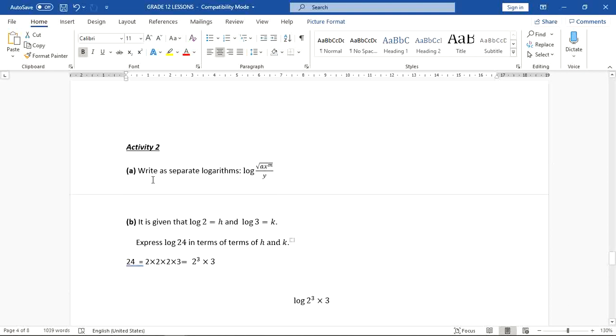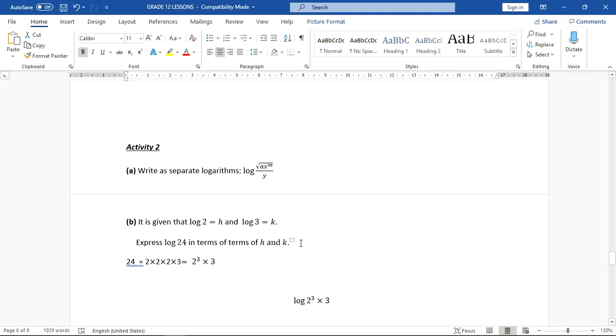Let's go to the last activity, number 2. Part A, you are going to write this as separate logarithms. So this is your work. I'm only going to do part B. It's given that log 2 is equal to h and log 3 is equal to k. This is just substitution of the highest order. So express log 24 in terms of h and k.